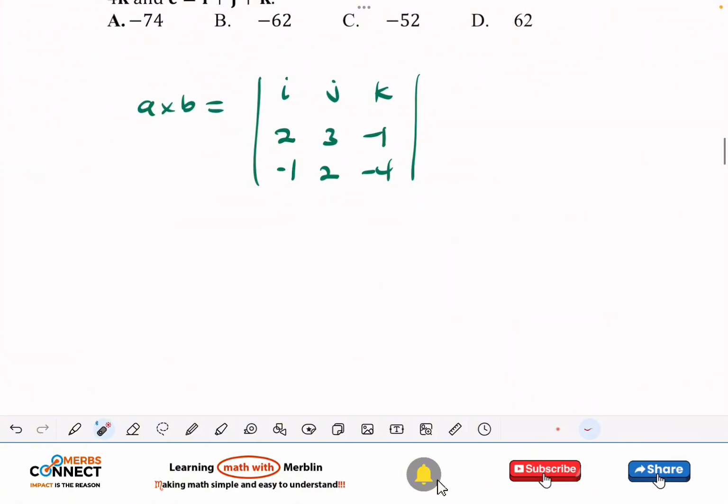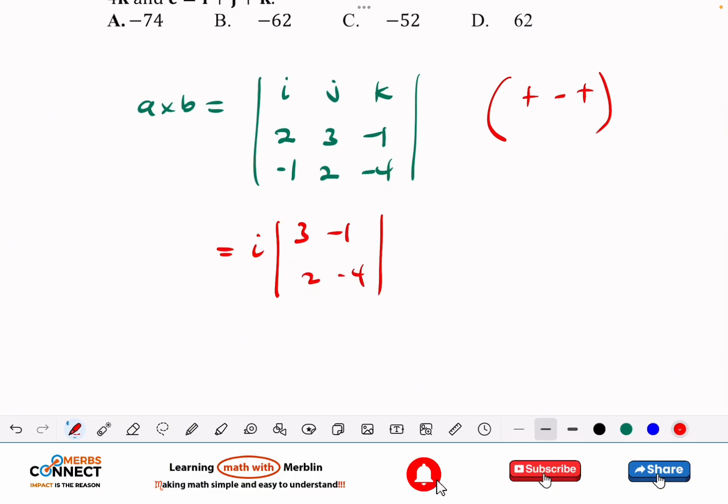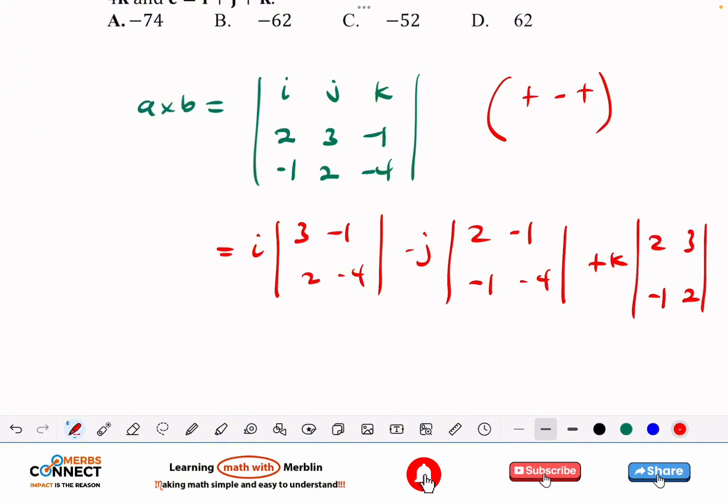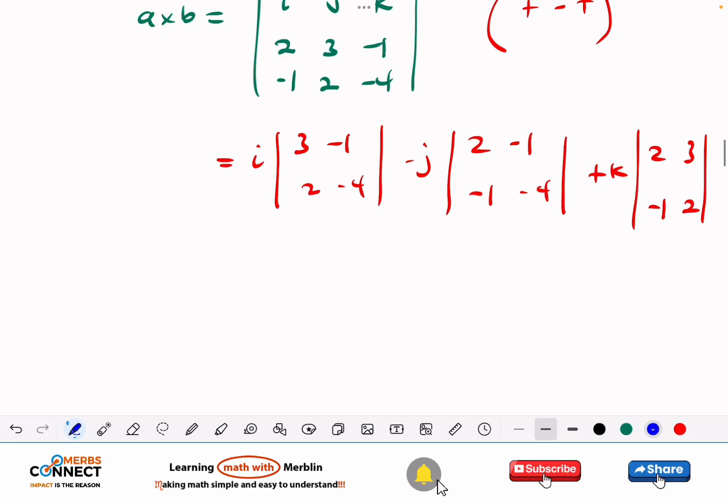So let's try and then figure out the values. Plus, minus, plus. So this is going to give us i, then cancel it. You are going to have something like this: 3, -1, 2, -4, minus j, we are going to have 2, -1, -1, -4, plus k, 2, 3, -1, 2. So this is what you are going to get.